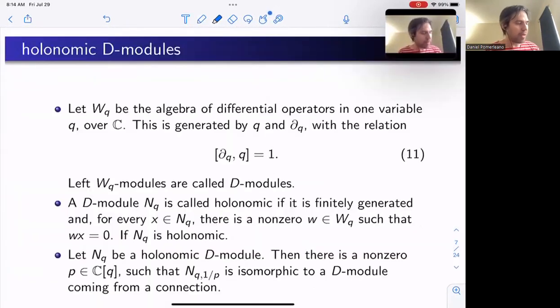So the goal is to explain some program to try to prove this conjecture. I should have said, by the way, maybe I didn't say that, I put it on the screen. This is all a joint project with Paul Seidel. So I should have said that explicitly.